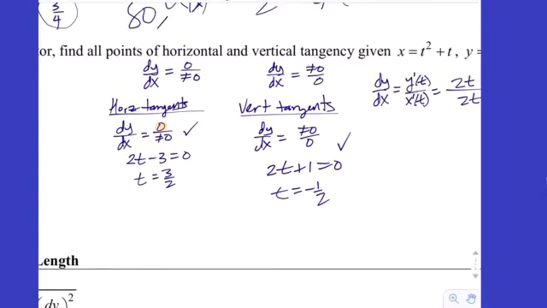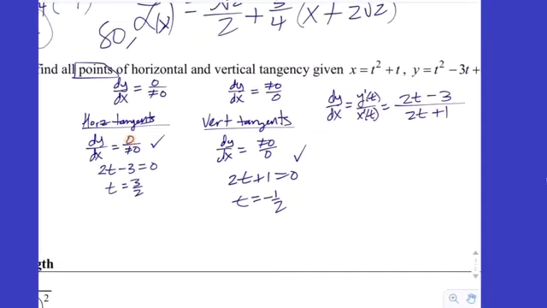we want to make sure we answer the question before we walk away. It said to find all the points. Sometimes it might say to find all the points x comma y. Sometimes it might just say find the value of t where you have horizontal and vertical tangents. So if it said to find the points, that could reference the ordered pair. So let's go ahead and find the ordered pair.